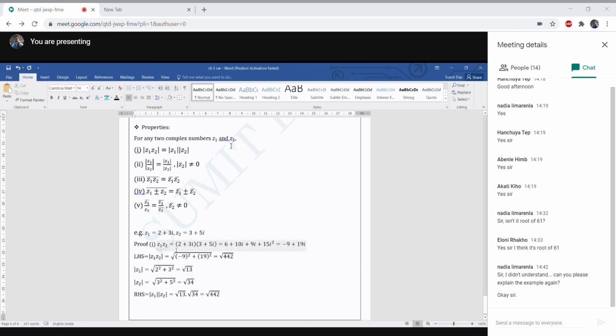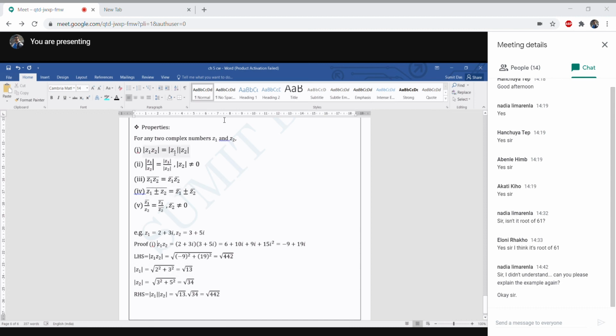Then the right side is what? The right side is modulus of z1 into modulus of z2. So we have to find modulus of z1. Modulus z1 is what? 2 plus 3i. So modulus of z1 will be the square root of 2 square plus 3 square, that is 2 square is 4, 4 plus 9 is 13. Similarly 3 plus 5i, so modulus of z2 will be the square root of 3 square plus 5 square. So 3 square is 9, 5 square is 25, total 34.